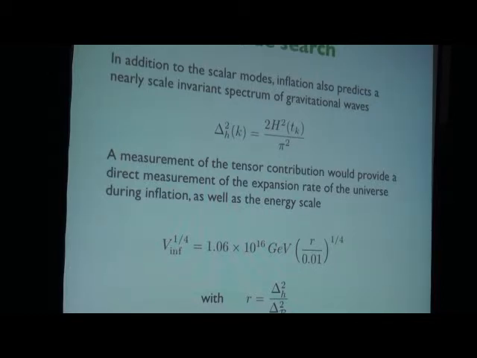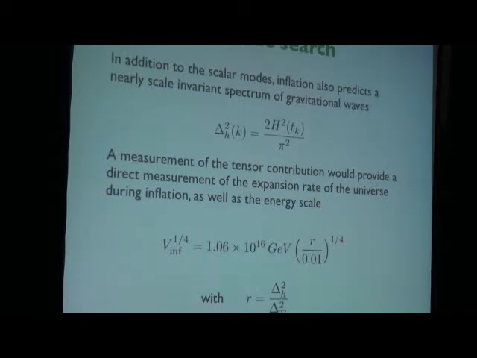And for inflation, right now we have no idea, which is a little bit embarrassing, but that's how it is. So you can rewrite this in terms of a tensor to scalar ratio. You can write the energy scale of inflation as 10 to the 16 GeV times R over 0.01. 0.01 is an interesting number because that's something we'll be able to get to over the next few years.